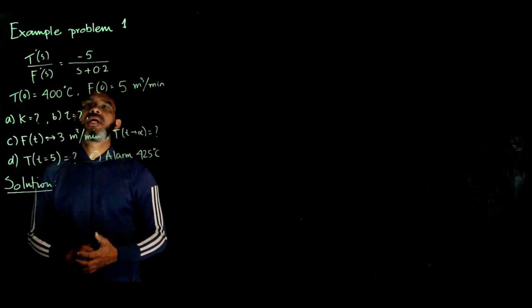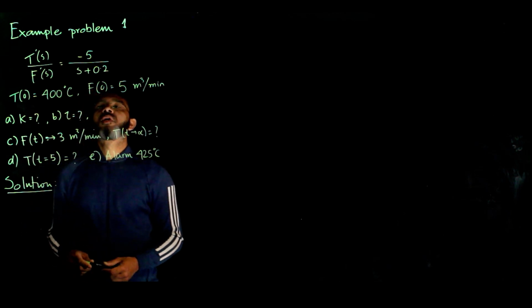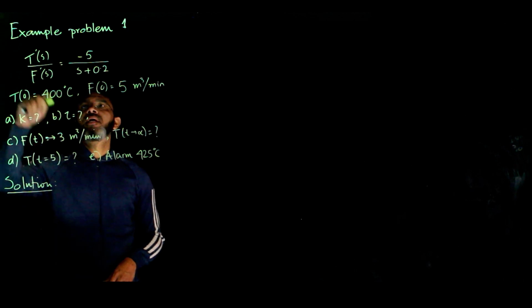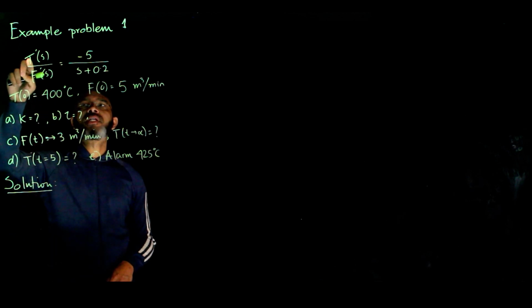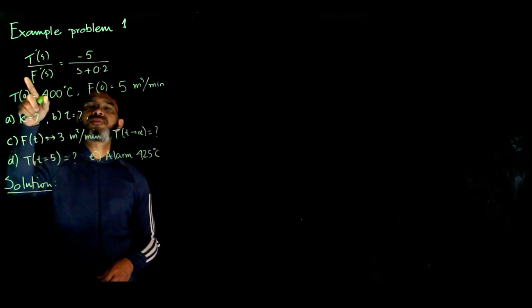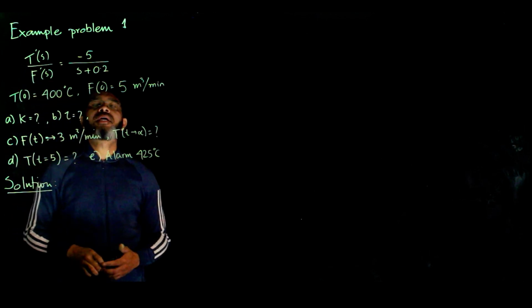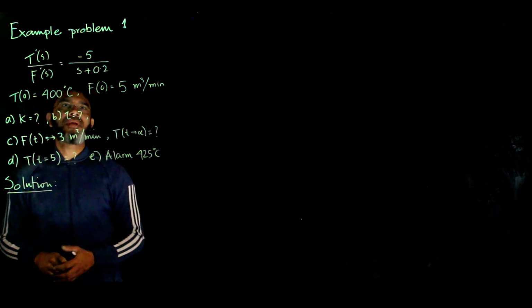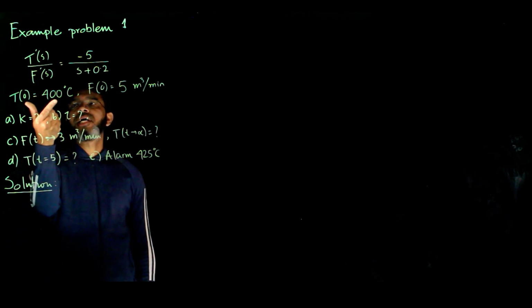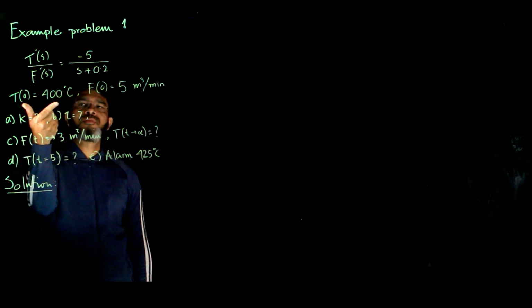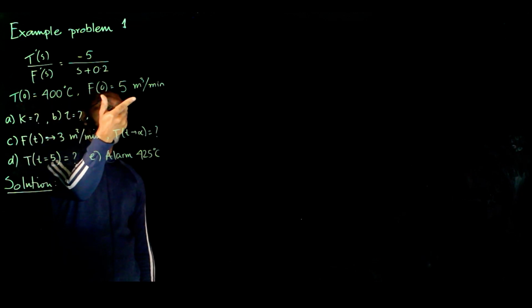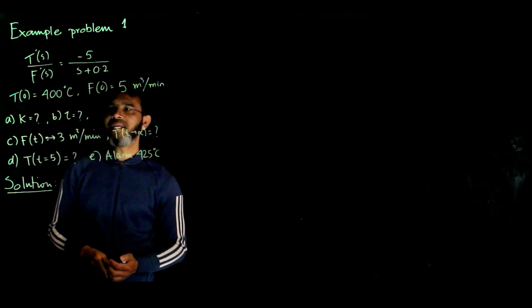So in this session, we look at an example problem. We're given a transfer function between a temperature and a flow. The temperature is maintained by manipulating this flow rate. The transfer function between these two is given by -5/(s + 0.2). We're told that the initial temperature is 400 degrees centigrade. Initially, the flow rate is 5 meter cube per minute.